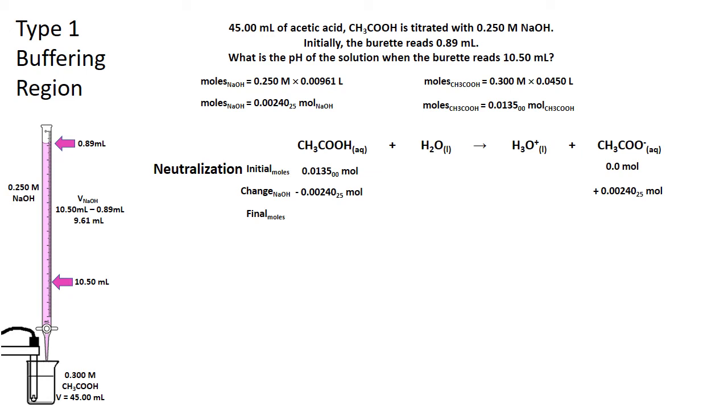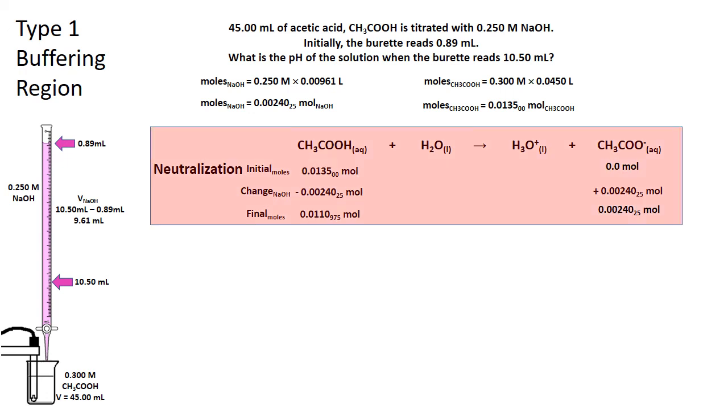How much of these do we have once the neutralization takes place? We've calculated these values before. The acetic acid has dropped to 0.0110 and the acetate has risen to 0.00240 moles. So the neutralization step can be performed in a structured fashion immediately below the equilibrium reaction, just to conserve on space and to help simplify and speed up the solution of problems like this.